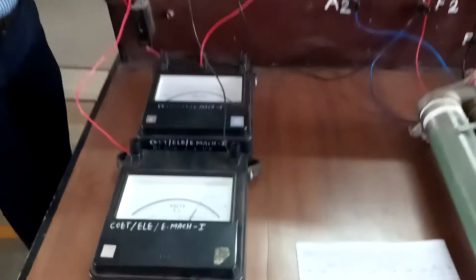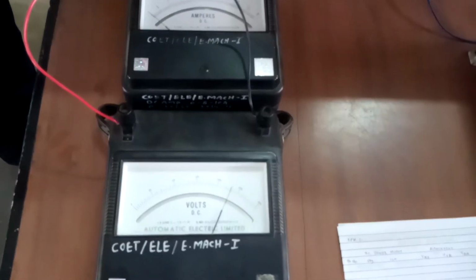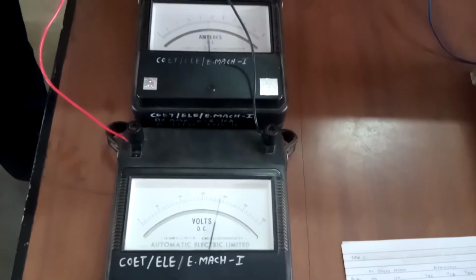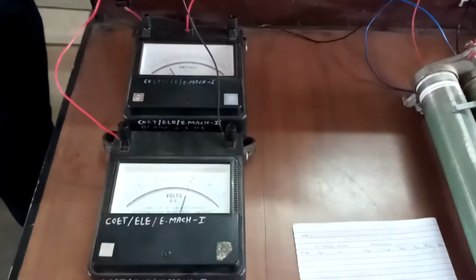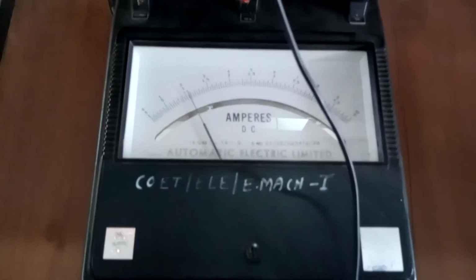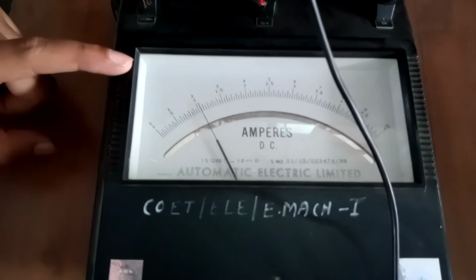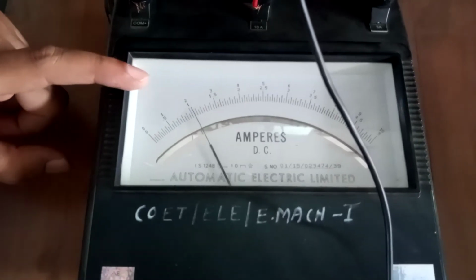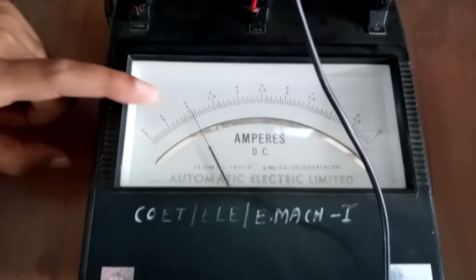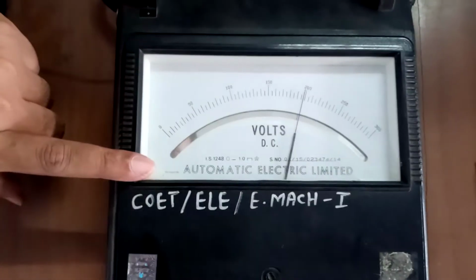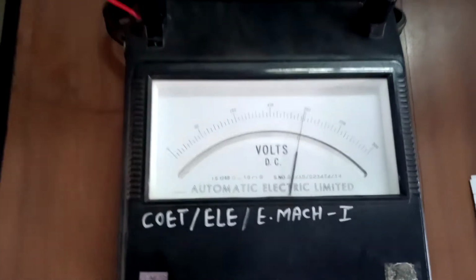Then start the DC shunt motor. Okay, so you can see now the DC shunt motor is running and it is taking a current of 2 ampere and the voltage is 200 volt. Now check the speed of the motor.